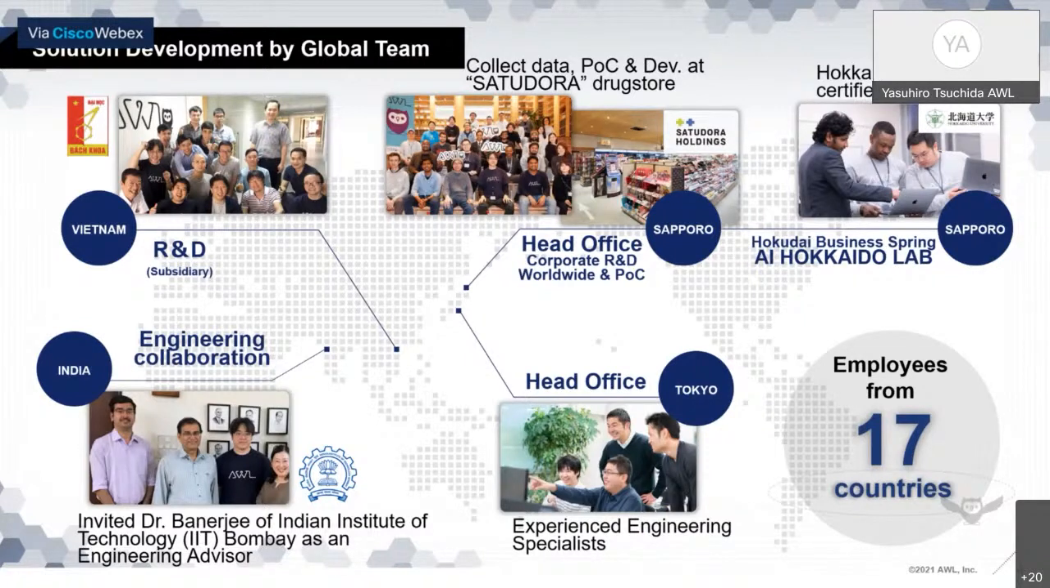We have 3 branches in Japan and Vietnam, and as I mentioned, we are now cooperating with IIT Bombay. Next year, we will establish a new R&D subsidiary company in India. India will be an important branch focused on developing machine learning technology.